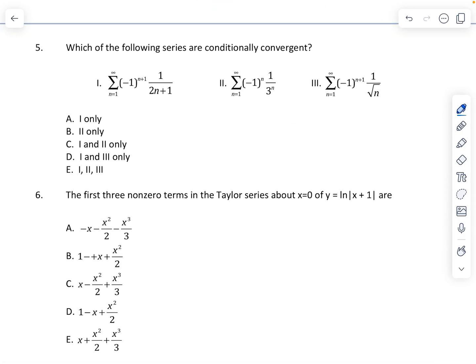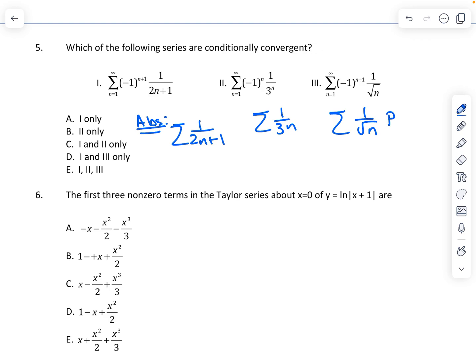Conditionally convergent. So remember, there are 3 categories you can put a series in. It's either absolutely convergent, conditionally convergent, or divergent. So I always check the absolute first because that's the easiest one to check. And absolute convergence just means if you look at just the absolute value of the series, what happens? So let's look at the absolute value of all of these. The absolute value of the first one would be this. Absolute value of the second one is this. Absolute value of the last one would be this. So basically it's all the series without the negative 1.